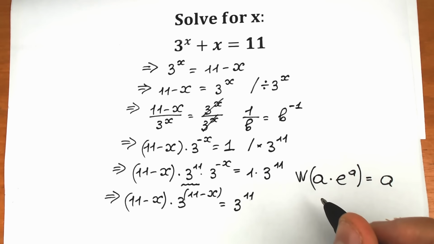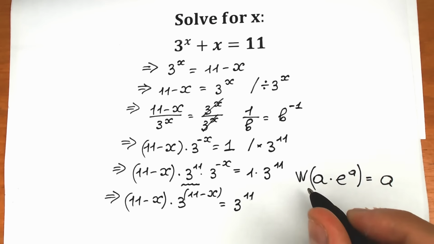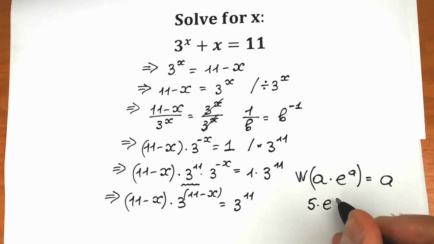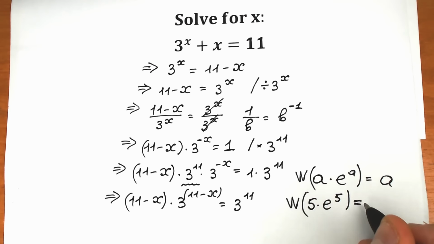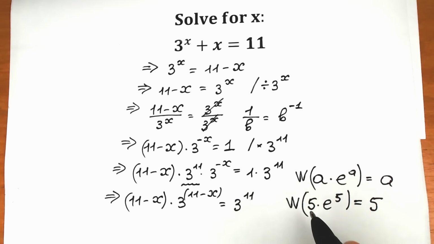And maybe someone doesn't understand this explanation about the Lambert W function. When you have, for example, 5 times e to the power 5, when we apply the Lambert W function to this expression, as a result, we will have only 5. So this is equal to a, this is equal to 5. So basically, we need to have the same expression right here and right here. We have it right now, yeah?